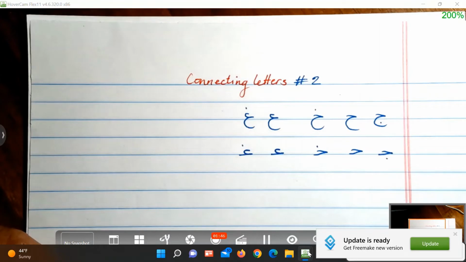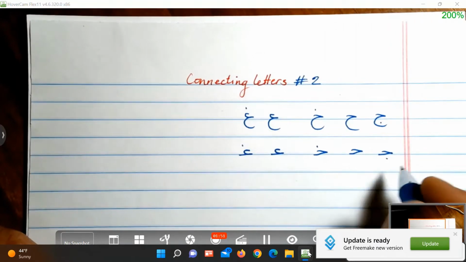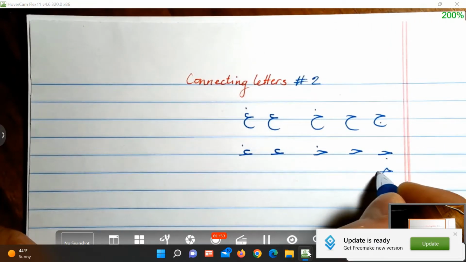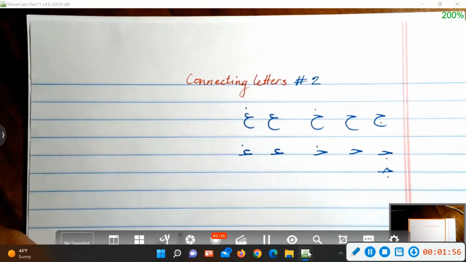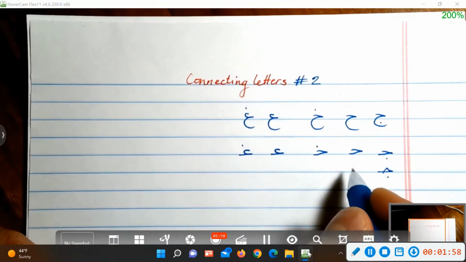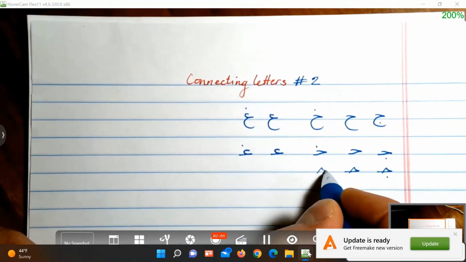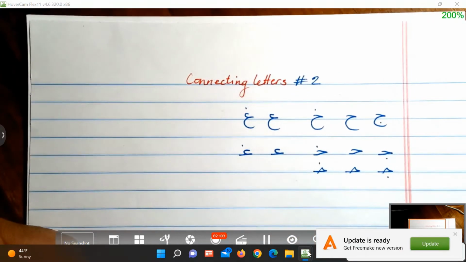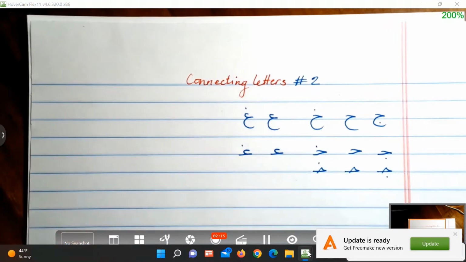Now, sometimes people like to close Jim like this. So instead keep it open, you just close it. Ha the same and Kha the same. You just close it. But this is different than the Sad because this is like a triangle. Sad is different. If you want, you can demonstrate that on a separate piece of paper.